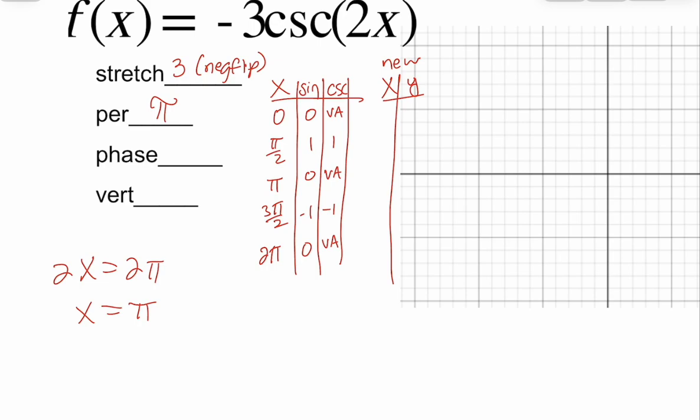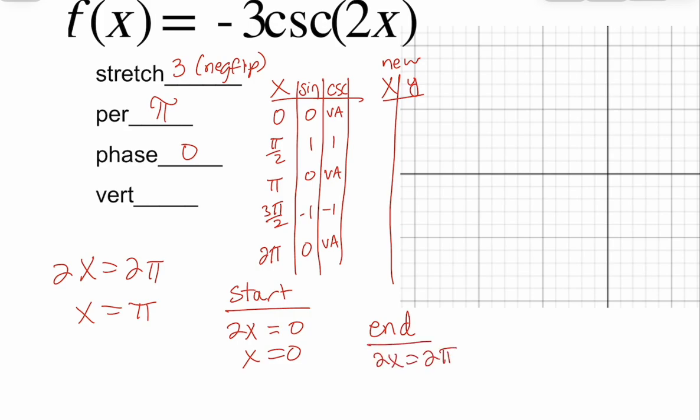Okay, let's talk about phase shift. Phase shift is also our starting spot. That is where our parenthesis equals 0. So in this case, our starting or phase shift is 0. This function hasn't moved left or right. It is going to start with a vertical asymptote right there at 0. What is our ending spot? Well, our ending spot is where that inside equals 2 pi. And so that's going to be pi. It should make sense that if it has a period of pi and it starts at 0, it's got to end at pi. So let's put those on there.